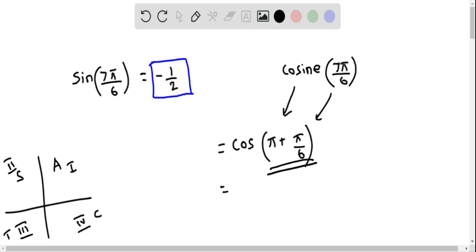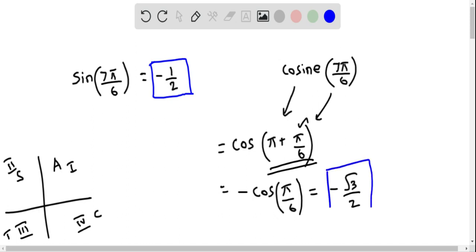So once again, only the tangent ratio is positive here. The cosine is negative here. So we say that this is equal to negative of cosine of the reference angle. The reference angle is pi over 6. And we know that cosine of pi over 6 is equivalent to root 3 over 2. So therefore this becomes negative of root 3 over 2. And this is the exact value of cosine of 7 pi over 6.